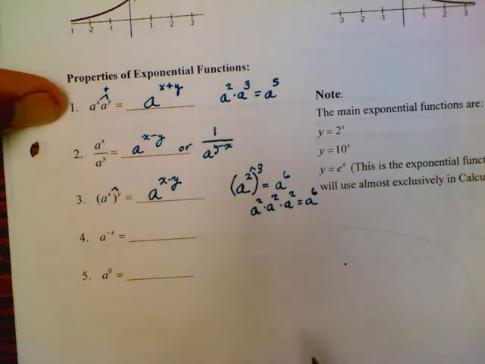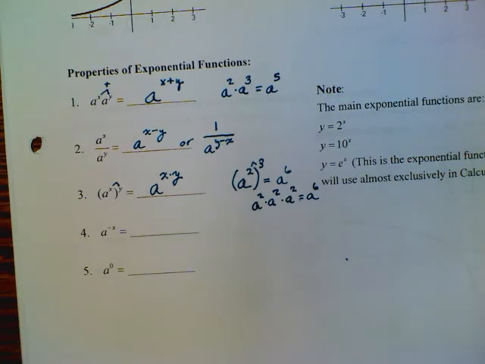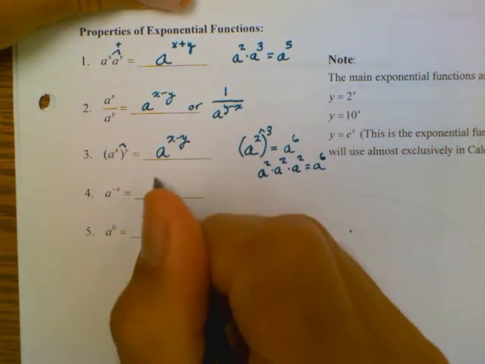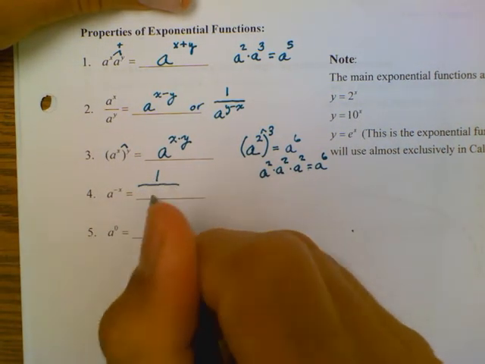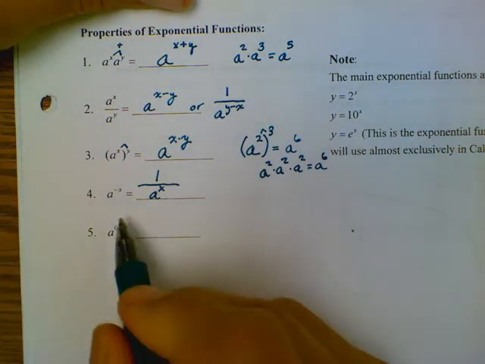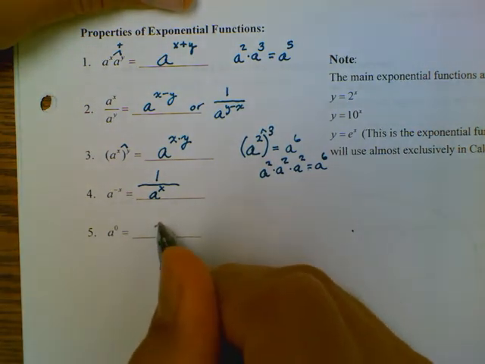All right? And this next one says a to the negative x. So a to the negative x is going to be 1 over a to the positive x. All right? And then anything to the 0 power is just 1.